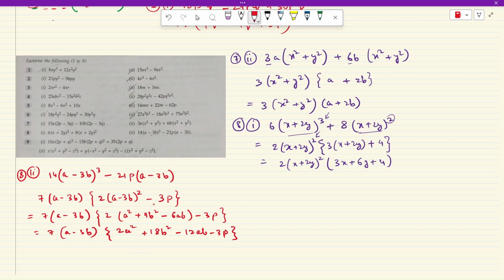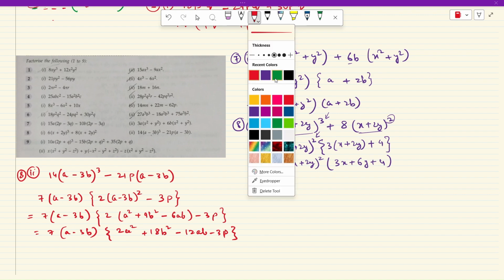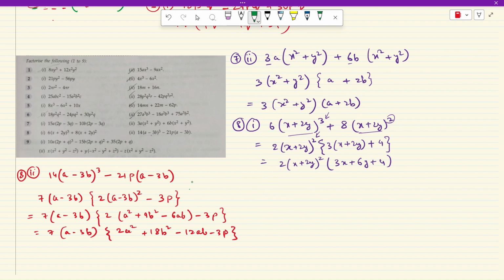So basically what I did over here is that I used an identity. If you guys have studied algebraic identities, you may remember that there is a specific identity called (a minus b) whole square, which is a square plus b square minus 2ab. So that identity I used over here.